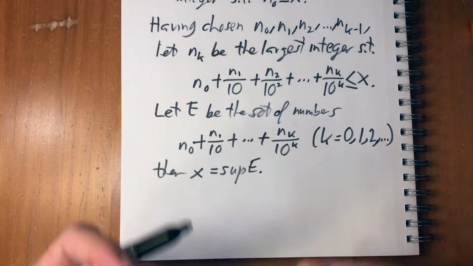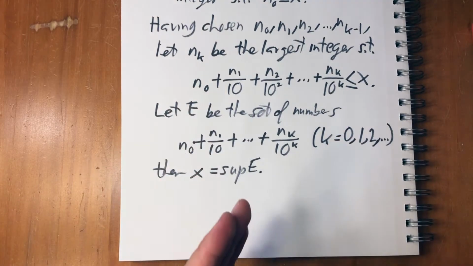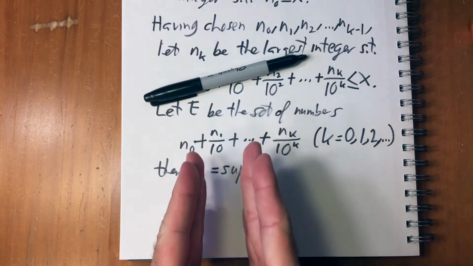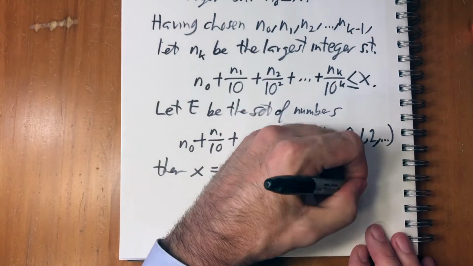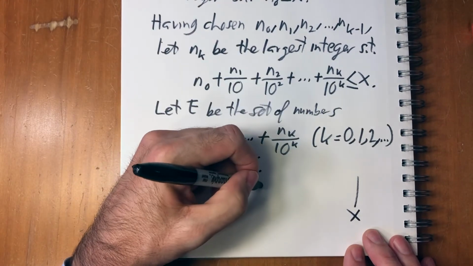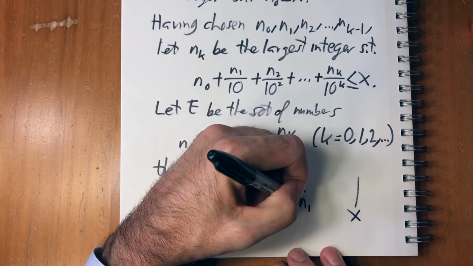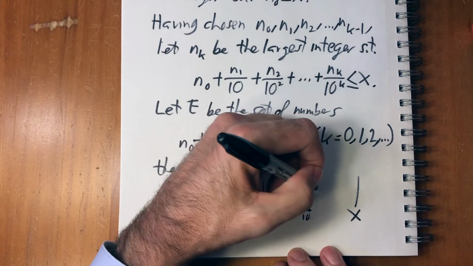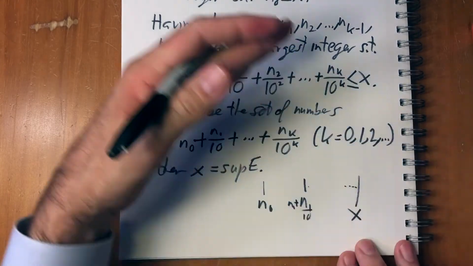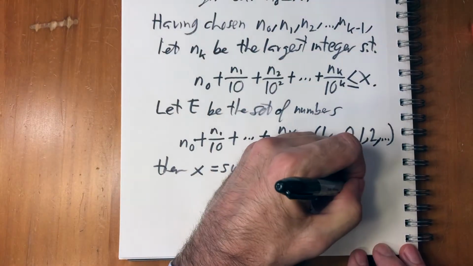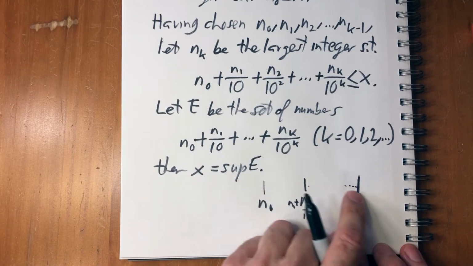So if you think about the way we think about supremums, what this is saying is we have a set that is getting closer and closer to x without ever going over x. So x is here somewhere. And the elements of E are n0, and then maybe n0 plus n1 over 10, and so on. Each one is getting closer and closer. And you can keep doing it arbitrarily. You can go as high as you want. They're always going to get closer and closer to x without ever going over, so that x is the supremum of E.